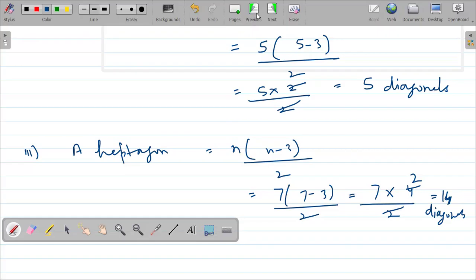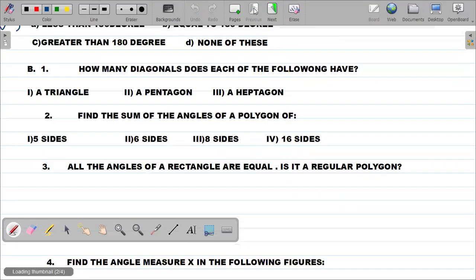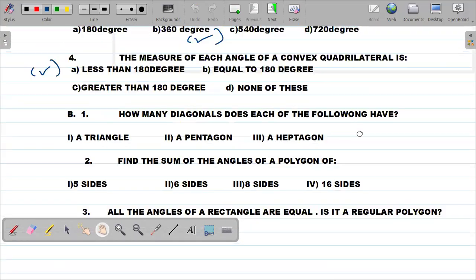So what formula will be used? We will use the formula n into n minus 3 by 2. Now let's move further. Question number 2.